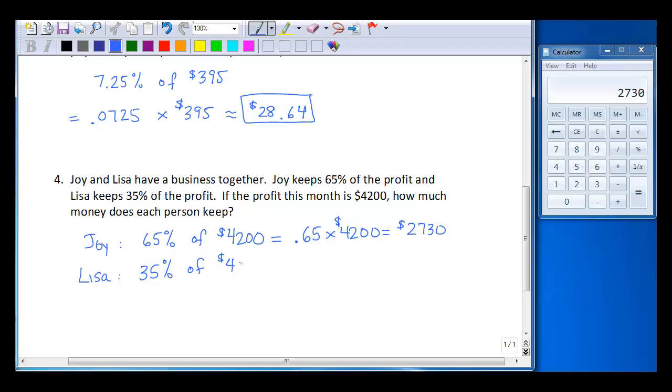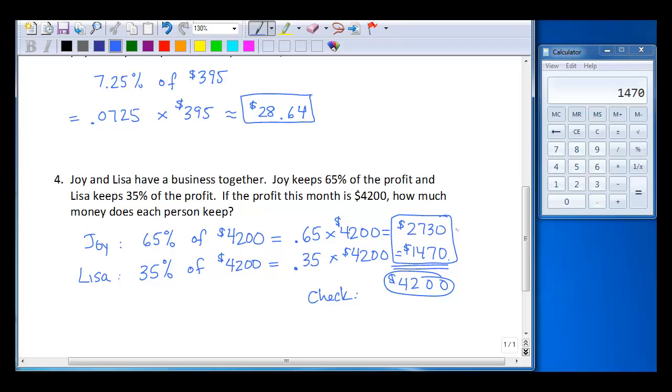So she gets 35% of $4,200. 35% as a decimal is 0.35. Multiplied by $4,200. Put that in the calculator and you get $1,470. So Joy gets $2,730, Lisa gets $1,470, and another thing you can do here to check is that if you add those up, you get $4,200, which is the total profit.